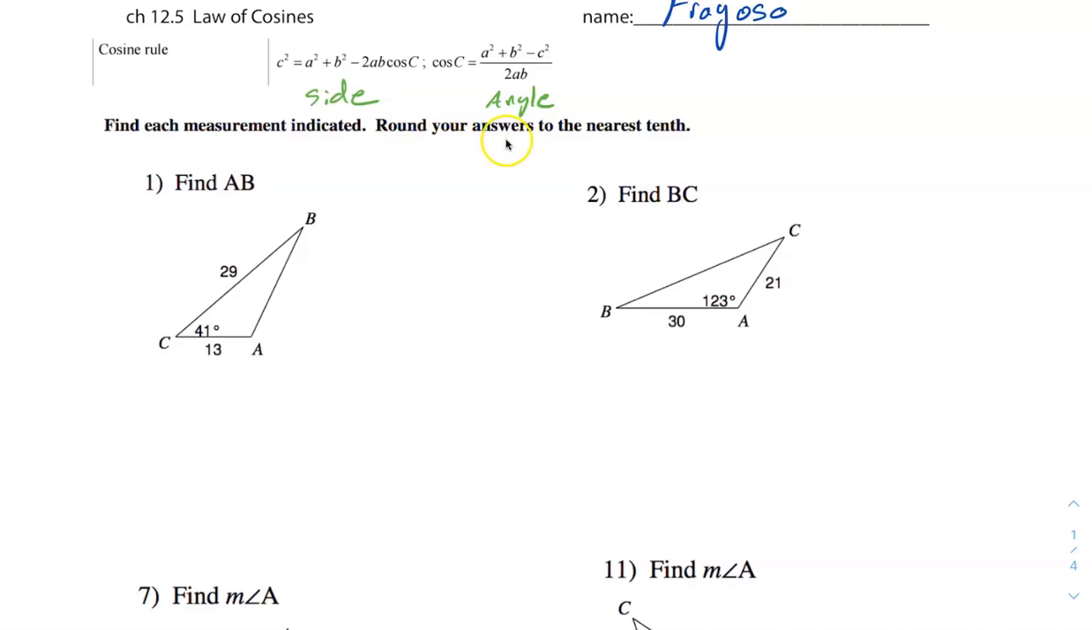For each measurement, round your answers to this degree. Find AB. So we want to find AB. So general idea, right, is law of sines is when you have pairs. Like you have an angle and its side, like a big A and little a. Law of cosines, no pairs.